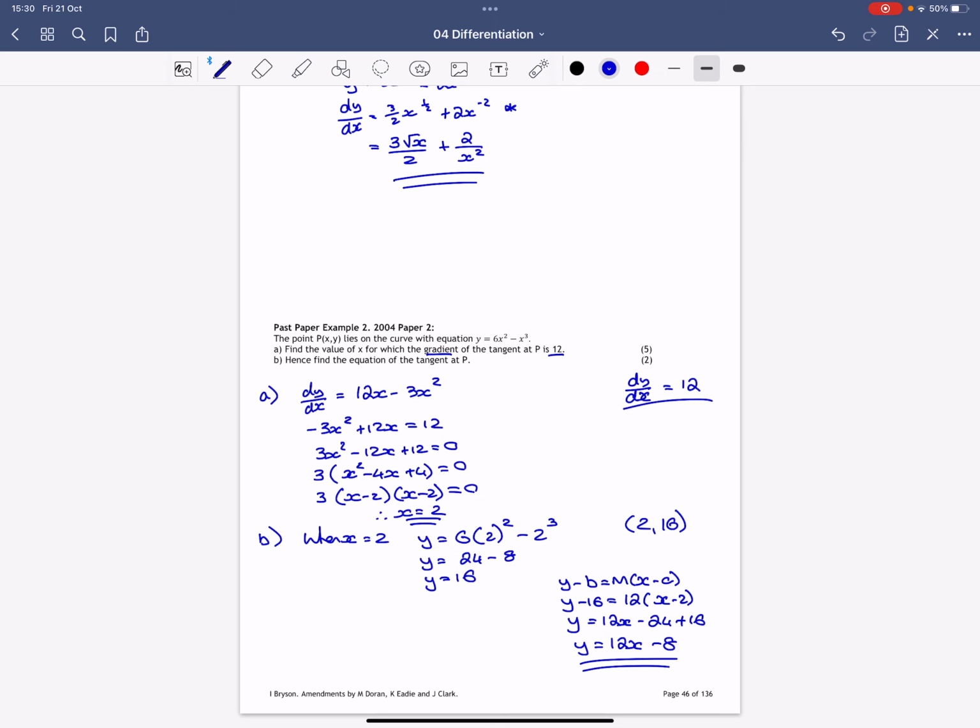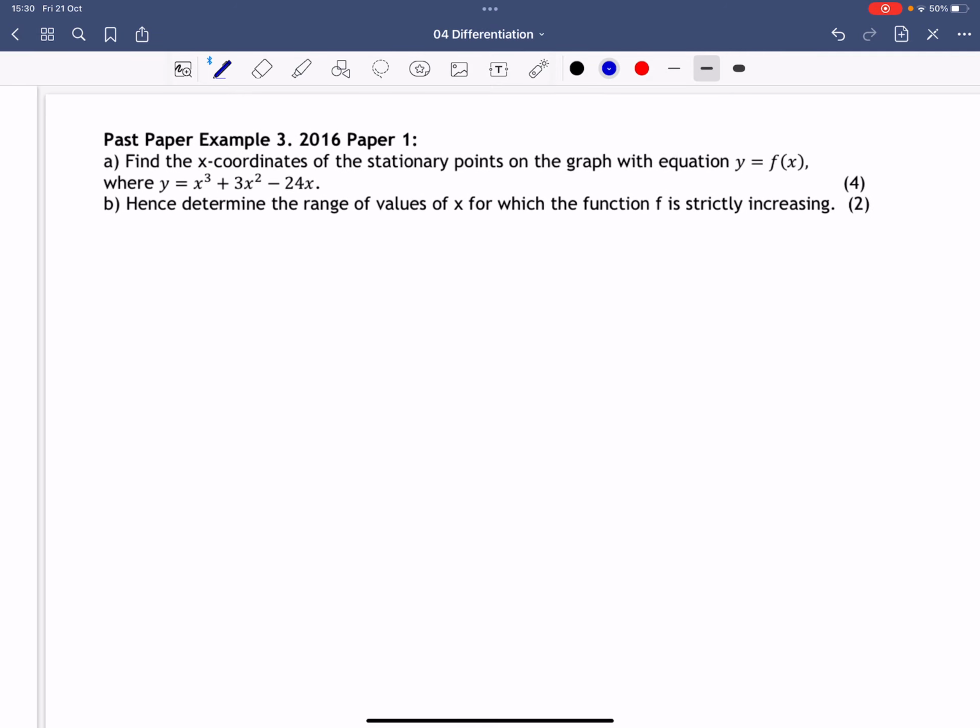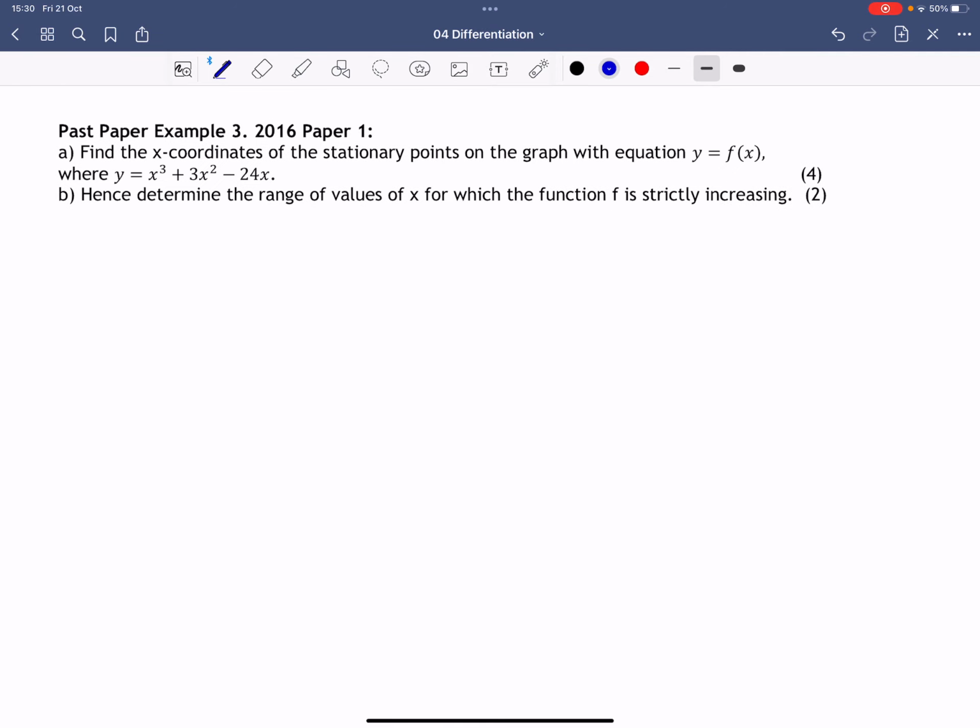It's something you really should be doing now, going through your past papers. The final one here, past paper example 3, this is from 2016. Find the x coordinates of the stationary points. So stationary points, but I just want the x values. So part A, let's go ahead and do that. We're going to differentiate: dy by dx is equal to 3x squared plus 6x take away 24. Now we know that stationary points occur when dy by dx is equal to 0.